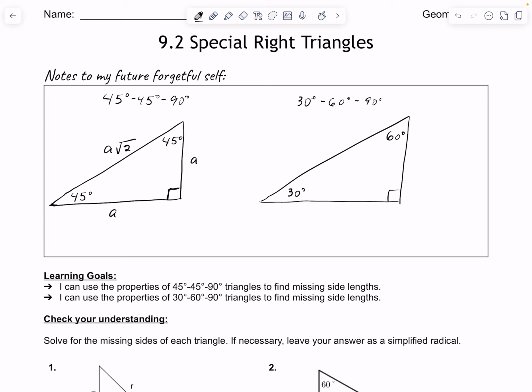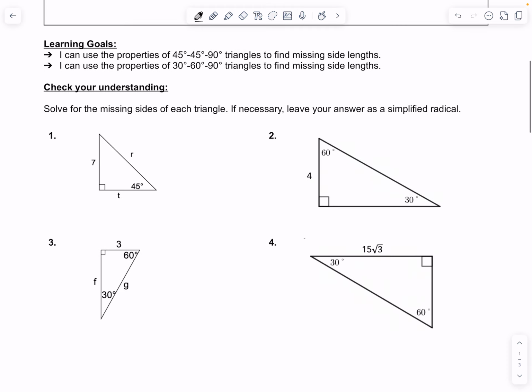So across from the 30 degree angle is going to be our smallest side length. So I'm going to use that as side length A. If you look at the hypotenuse compared to that smallest side, it's going to be twice that length. And then the side that's across from the 60 degree angle is going to be that smallest side length times the square root of 3. Okay? So again, we're going to use these two special right triangles to help us with some questions. All right? Okay, let's move forward with these.